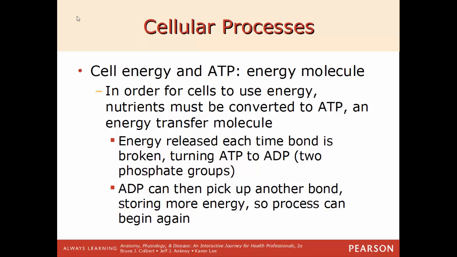So you're going from ATP, adenosine triphosphate. If you break one bond, you are now becoming adenosine diphosphate, or 2 phosphates. So that ADP can now pick up another bond, storing more energy before that's broken again. And the cycle goes back and forth. So it's that breaking of that high energy bond that creates the energy that your cell is able to use.